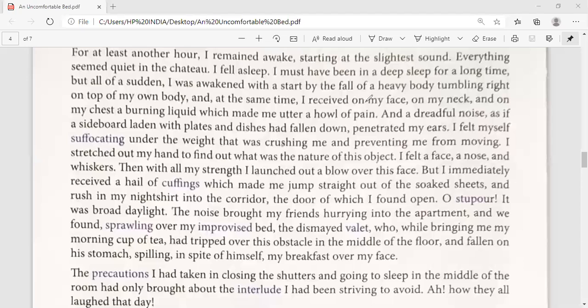So where was I? "With all my strength, I launched out a blow over this face." So he said that he was in so much pain that in anger he gave him a blow, he punched him. In the darkness, he could not see anything, and in anger, what did he do? He launched out a blow over his face.